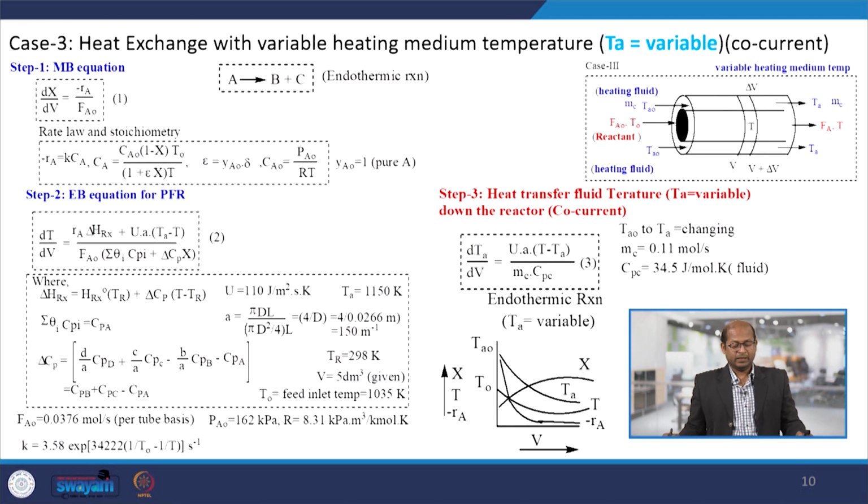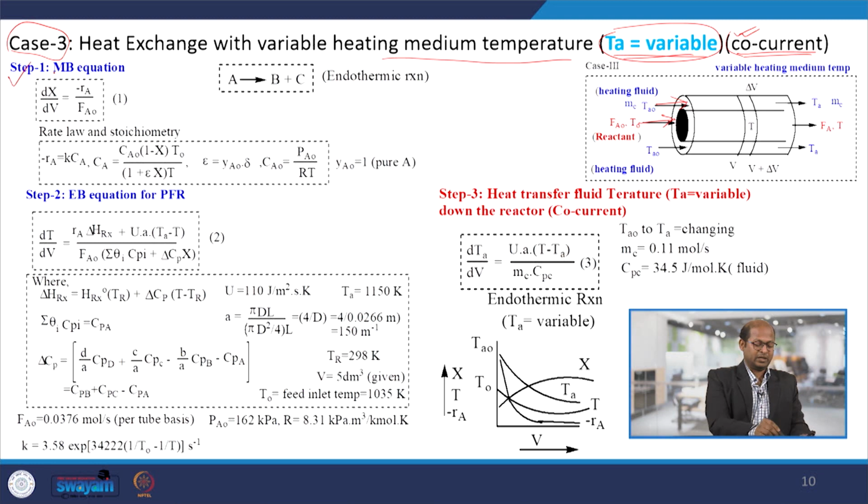Next, the third case is heat exchange with a variable heating medium temperature. Ta is variable. Here the system is either co-current or counter current. When Ta is variable, the temperature of the reacting fluid mixture would be variable only when the fluid passing outside of the reactor, the coolant or heating medium, may be co-current or counter current. Here we are considering co-current, meaning the reacting medium and heat transfer fluid flow in the same direction.